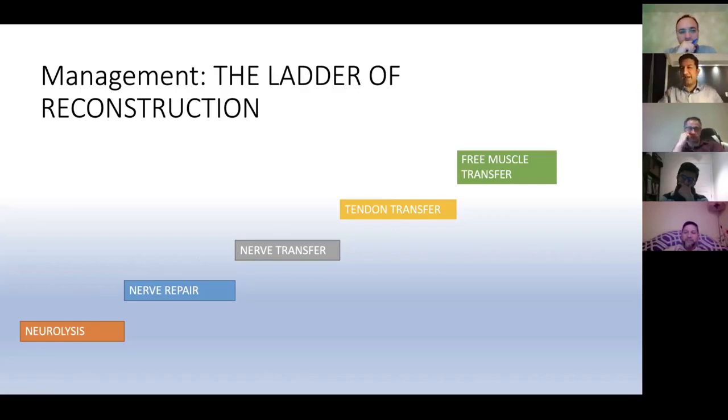Okay, but that's really high-end stuff. So that is the ladder of reconstruction. I would learn that as a way of treating everything, guys. And I think you can't go wrong with that, really. Okay, so tendon transfers, I'm just going to very briefly, just to end my talk, say something about tendon transfers.